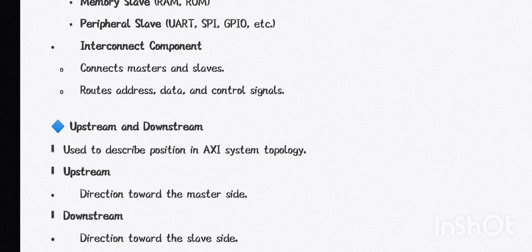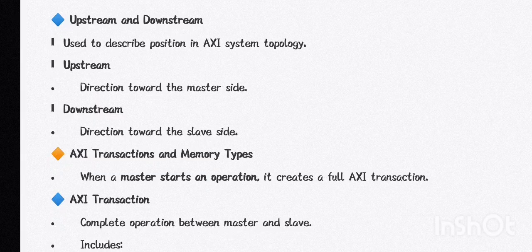AXI transaction and memory types. When a master starts an operation, it creates a full AXI transaction. An AXI transaction is a complete operation between master and slave. It includes address, data, and response phases.